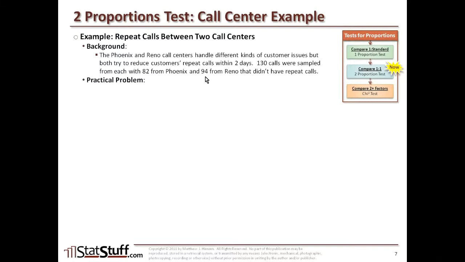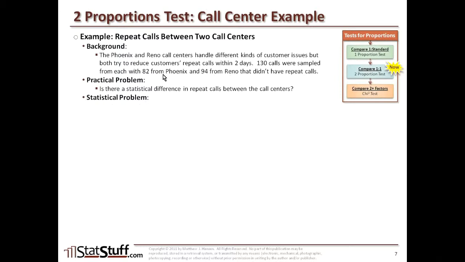Well, the practical problem we want to ask ourselves is, is there a statistical difference in the repeat calls between the call centers? On the surface, it looks like Reno is performing better because 94 out of their samples were good. That is, they had no repeat calls. And 94 seems to be much higher than Phoenix at 82. So based off of the sample, it looks like Reno is performing much better. But what we want to figure out is, is there a statistical difference? Is Reno statistically different and better than Phoenix?